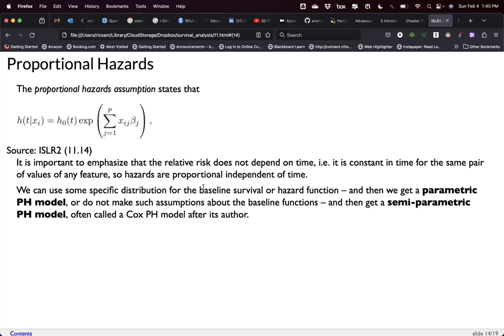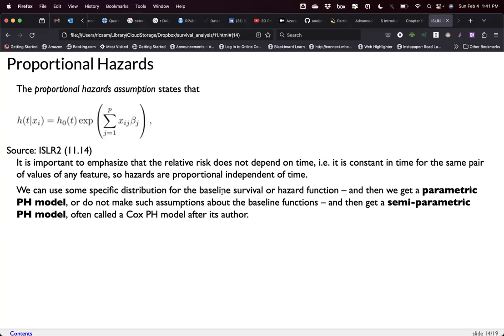So we can use some specific distribution for the baseline. Remember, right now, for simplistic terms, we are assuming that the distribution of the hazard function is Gaussian, is normal. But you could change that. You can use a different distribution, for example, the exponential distribution, or even the Weibull distribution, which is usually used for reliability analysis because of the way the distribution is configured. But right now we're dealing with the Gaussian distribution to make things a little bit simpler.